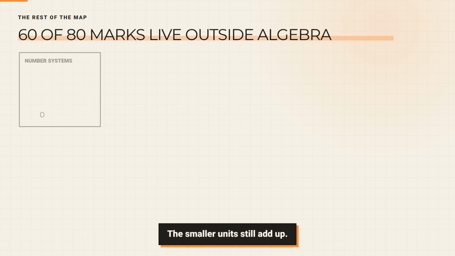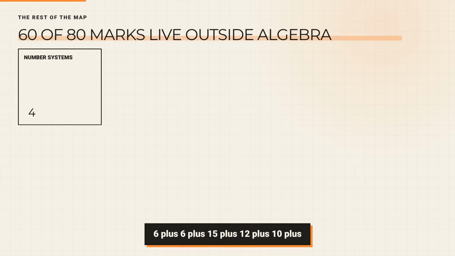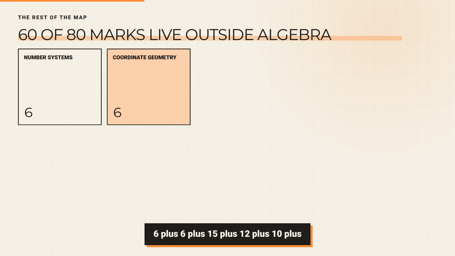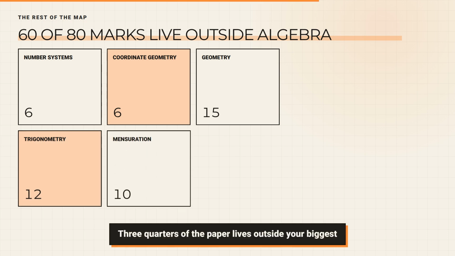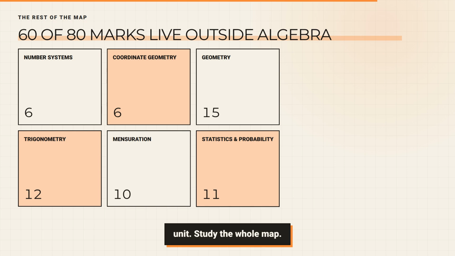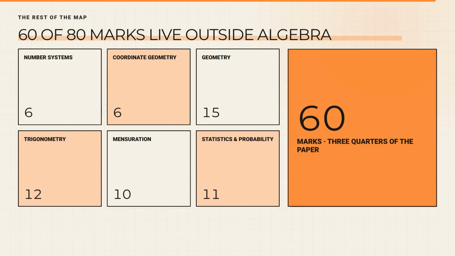The smaller units still add up. 6 plus 6 plus 15 plus 12 plus 10 plus 11. That's 60 marks outside algebra. 3/4 of the paper lives outside your biggest unit. Study the whole map.